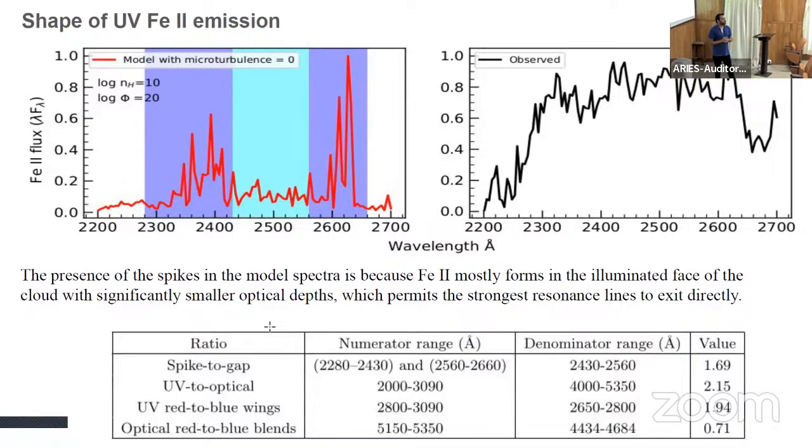Yeah, singly ionized. No, these lines are resonance, so it goes from level 1 to level 2.